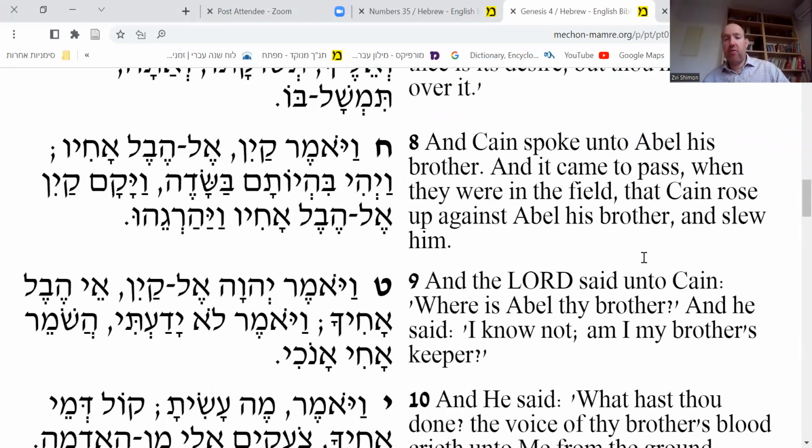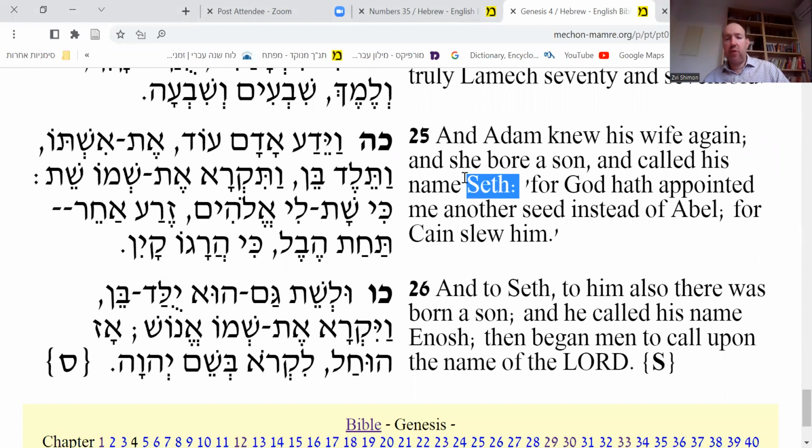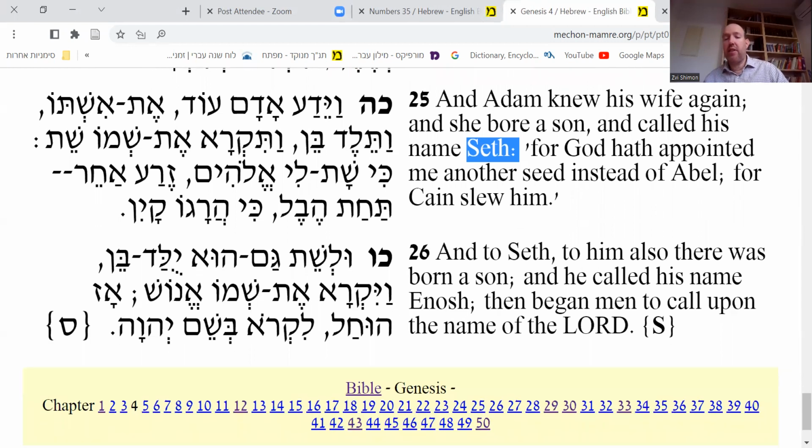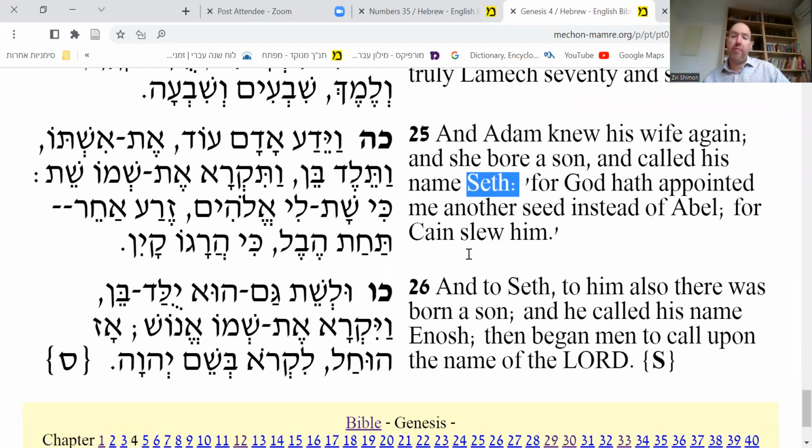And the end of the story, the end of chapter 4, going down right here, we see the last verses, verse 25, we have mention of another son born, right? Adam knew his wife again, and she bore a son and called him Seth. This is the third son, and then Seth also has an offspring by the name of Enosh, right? So we begin the story with the description of the birth of sons to Adam and Eve, and we conclude the story with the birth of another son and then his son as well. So that brings the story full circle.